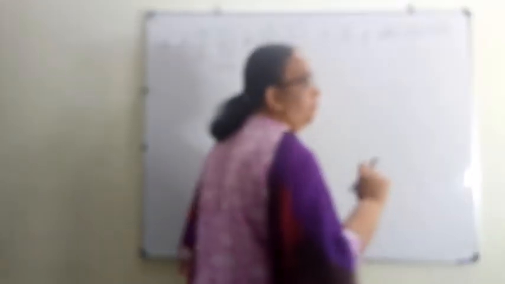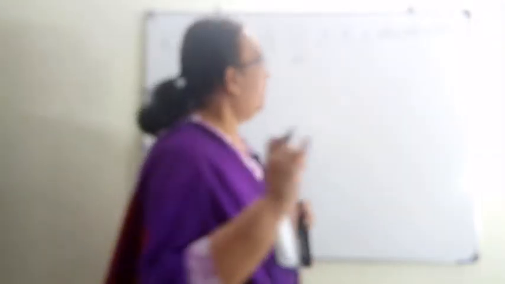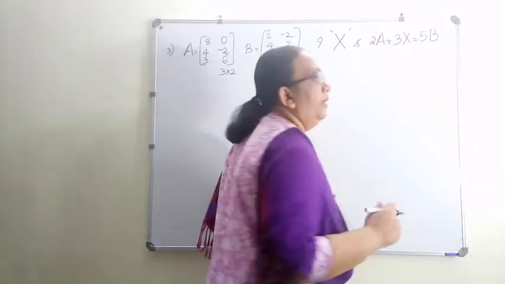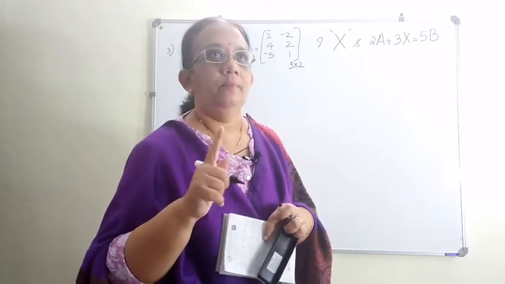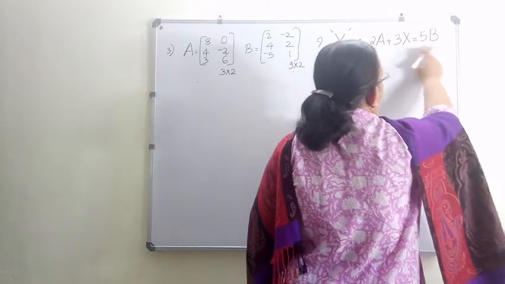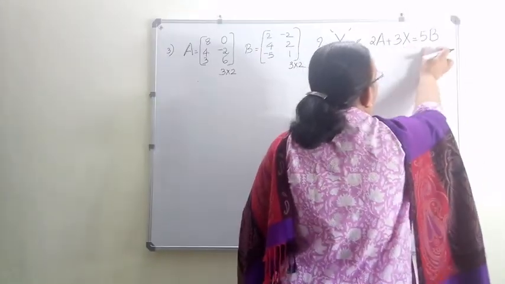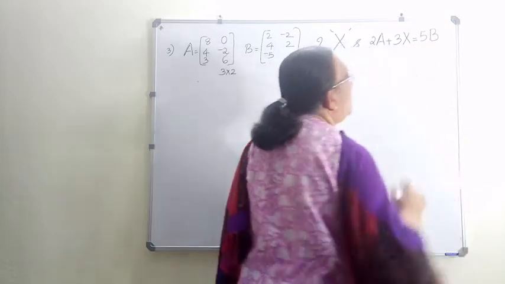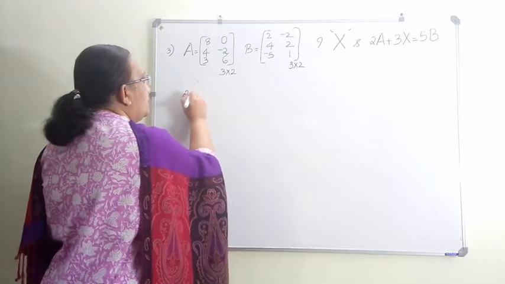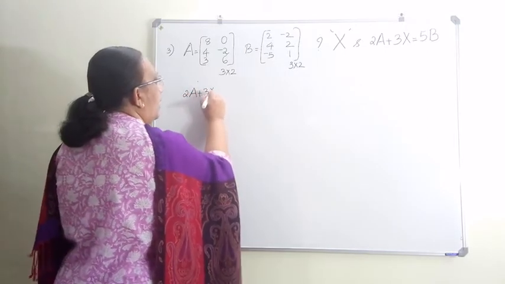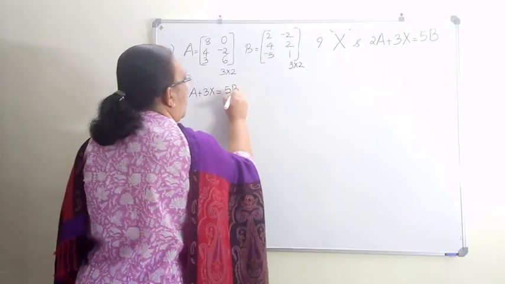Now, here what all properties can you see? You can see the operation addition. Then scalar multiplication. And one more thing you can observe here is equality of matrices. Left side is a matrix, right side is a matrix, and these two matrices are equal. Okay, so now I am going to do it in one step. 2A plus 3X is equal to 5B. What does it mean?